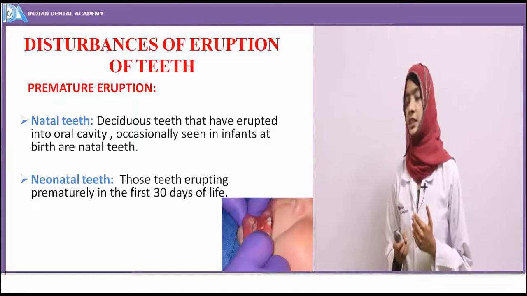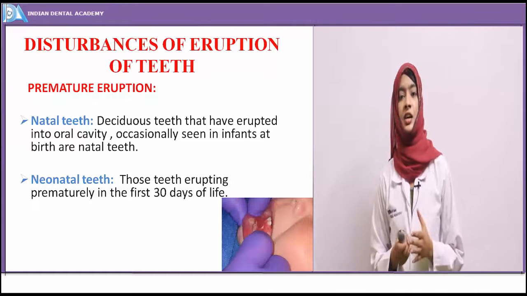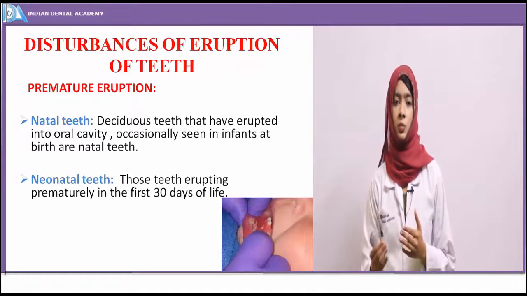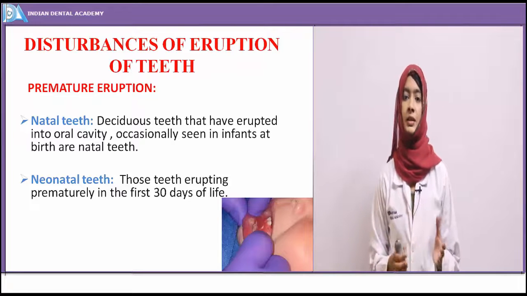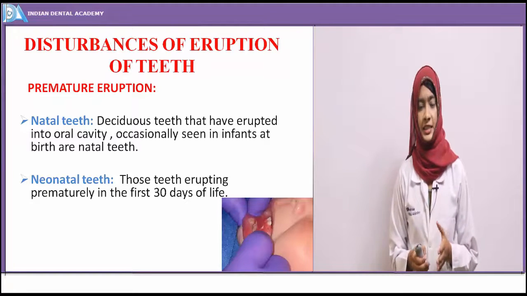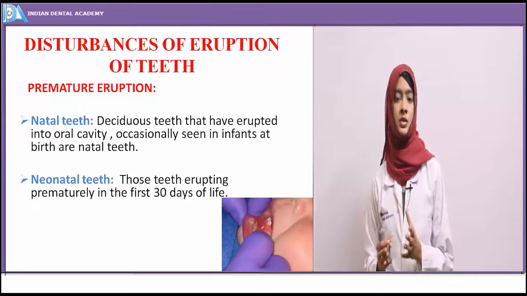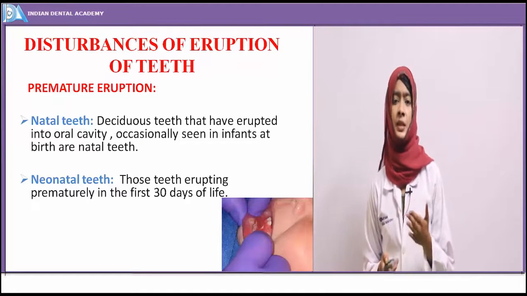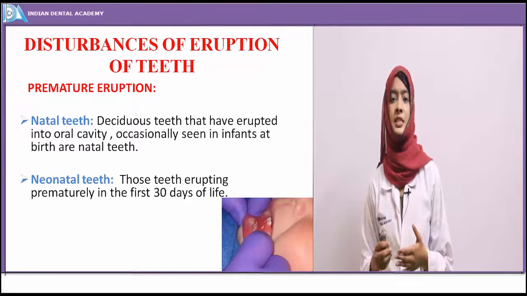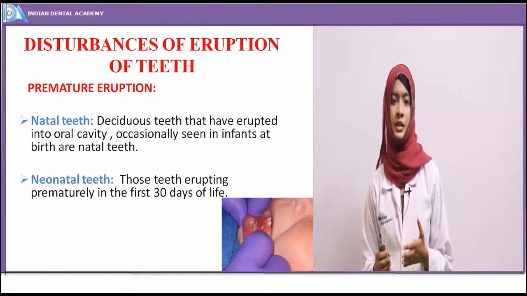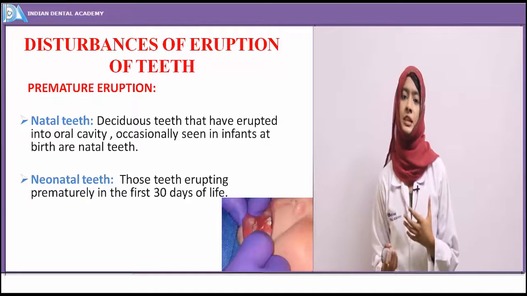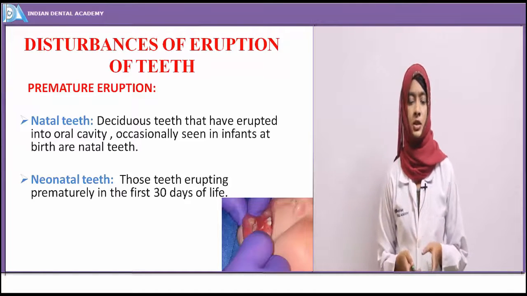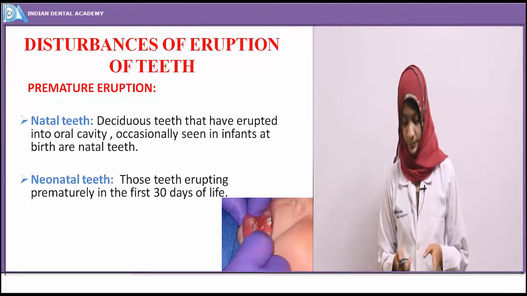And neonatal teeth are teeth which are usually seen in infants immediately after birth. Within 30 days of birth, if teeth develop, they are called neonatal teeth. So these are premature eruptions in cases of deciduous teeth. In cases of permanent teeth, suppose the deciduous teeth have shed early, the permanent teeth erupt early. So that is also a case of premature eruption in permanent dentition.